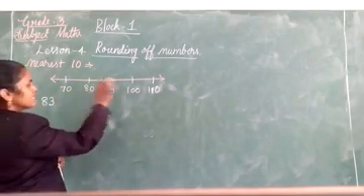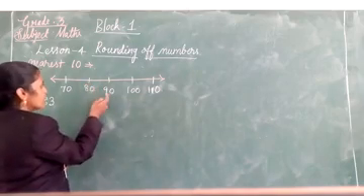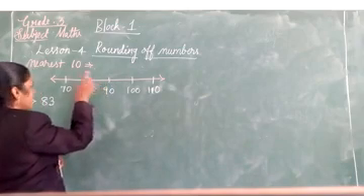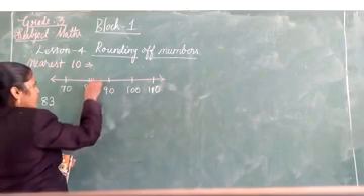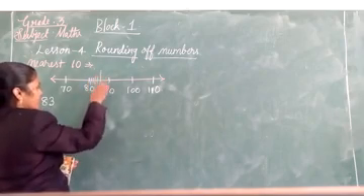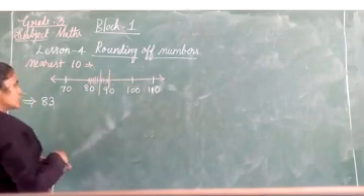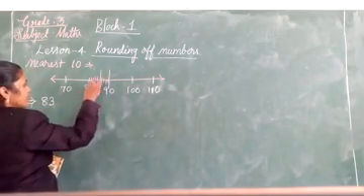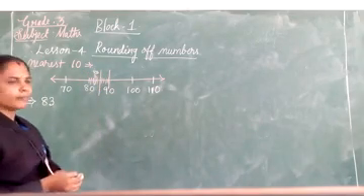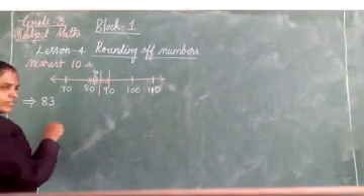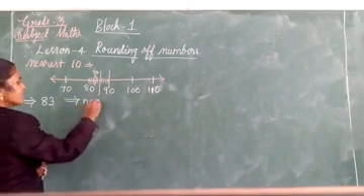Okay, so in this number line, where is 83? 80 is here, 90 is here. So in between these numbers only, 83 should be there. Therefore 81, 82, 83, 84, 85, 86, 87, 88, 89 and 90. So this one is 83. Now what is the question? We should round off this number to the nearest 10.